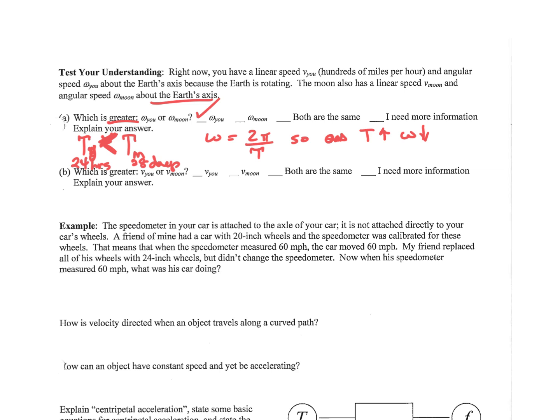Okay. Which is greater? Your velocity or the moon's velocity? Well, v is equal to omega r, right? But here's the problem. I know that your omega is higher, but what I don't know is the radius, right? Because you have a higher omega, but the moon has a higher r. So we don't know which one affects it more because we don't know exactly what those numbers are. So I need more information.